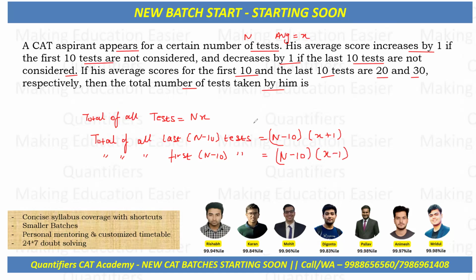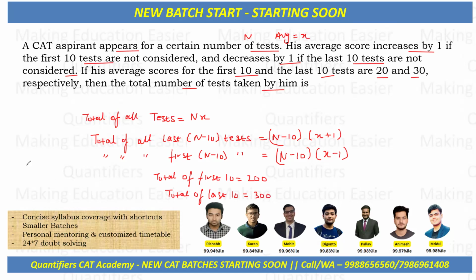We also know the average of the first 10 tests is 20, so I can say that the total of the first 10 is 10 into 20, which is 200. And the total of the last 10, that also we know, is equal to 300.